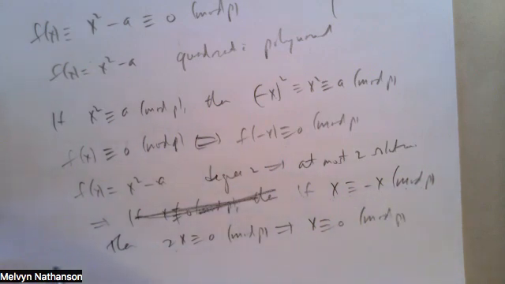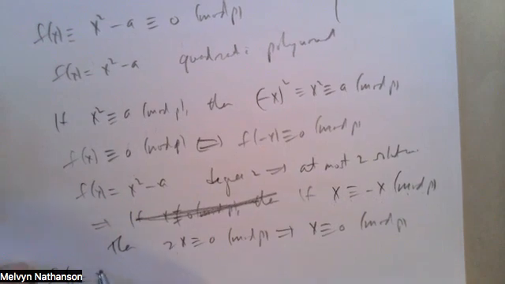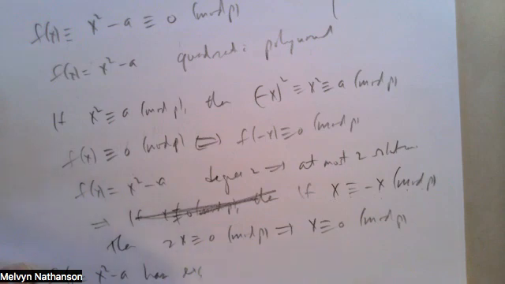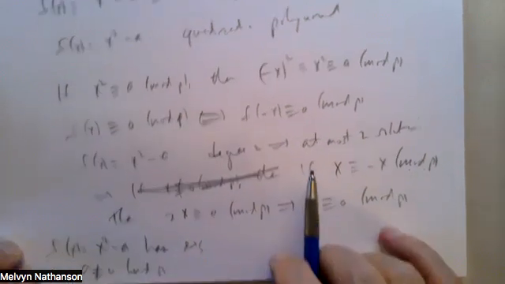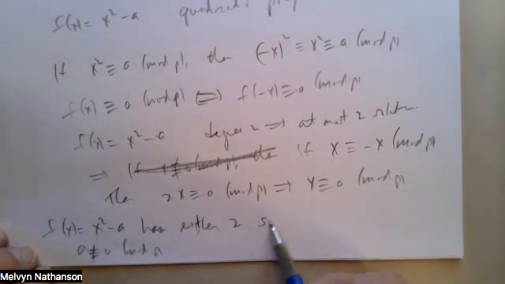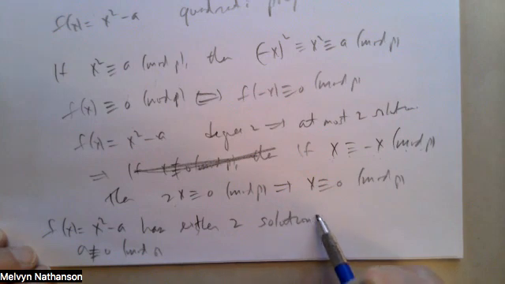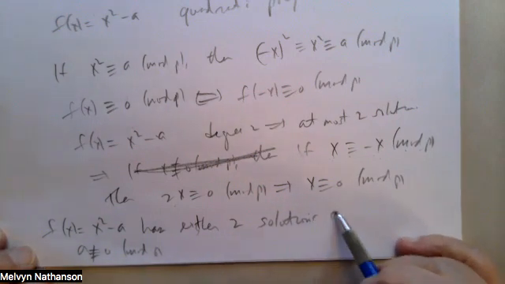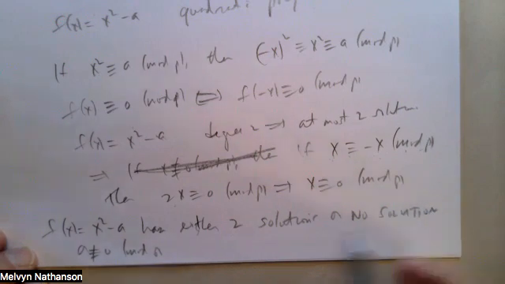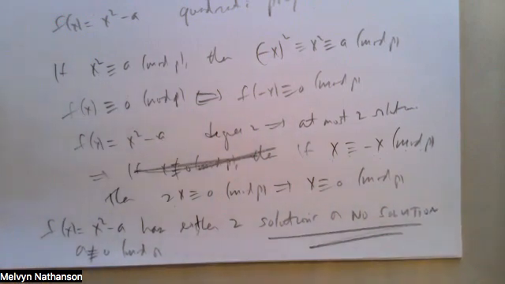So that says that f of x equal x squared minus a, where a is not 0 mod p, has either 2 solutions or no solution. Those are the only possibilities.